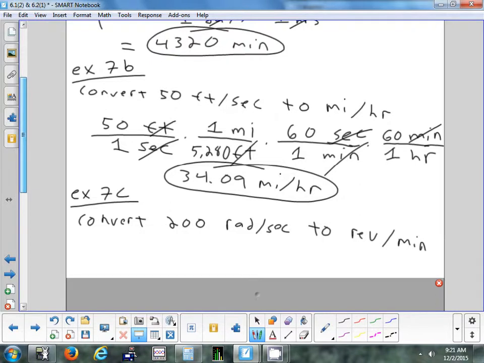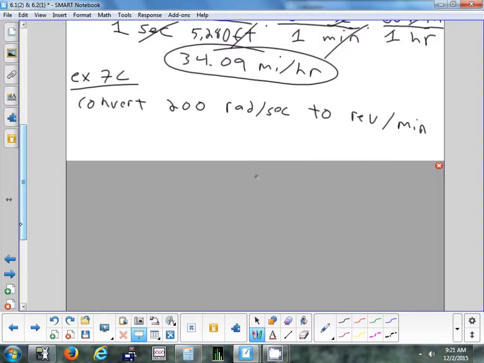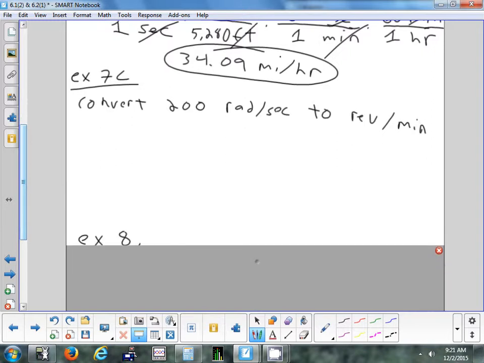All right, so the last type of conversion. Okay, I want to convert radians per second to revolutions per minute. Okay, so now this is kind of getting into what we learned yesterday. This object is spinning at 200 radians every second. Okay, so there's 2 units we got to deal with. We got to get seconds to minutes. Okay, we've done that. And then we have to change radians to revolutions.